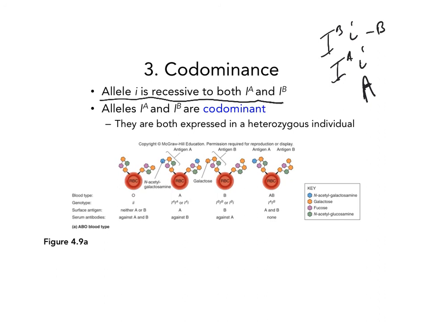Now, however, if you are IA and IB, then both of those antigens are going to be expressed. So this is a situation of codominance. Notice down here, we've got whether you've got antigens or not. Here's a situation where you're homozygous recessive for the little i allele, and then the different situations, whether you're A, B, or A and B. And it's all based on the determining of that antigen on the red blood cells. So this is the classic example of codominance.